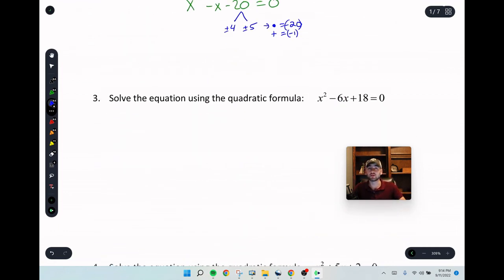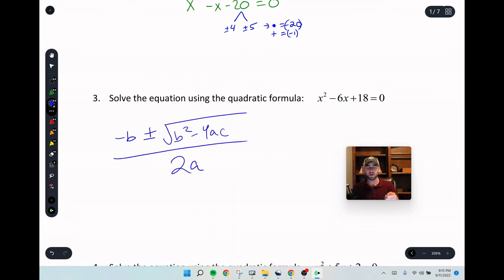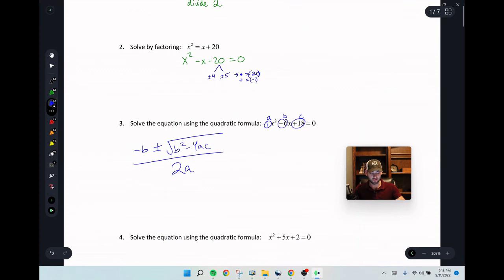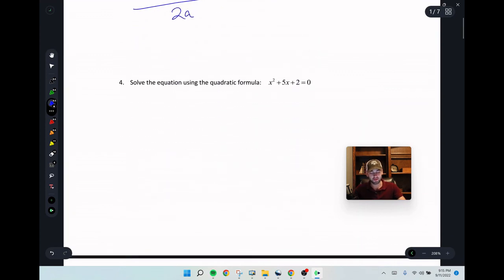Solving using the quadratic formula, that's that song: negative b plus or minus the square root of b squared minus 4ac all over 2a. The important hint here is that you're labeling A, B, and C, including the sign that comes before. So A is technically 1 here, B is negative 6, including that sign, C is positive 18, including that sign. So there's your hint. You're just going to plug those straight in and do a little algebra. Same thing for the next one.